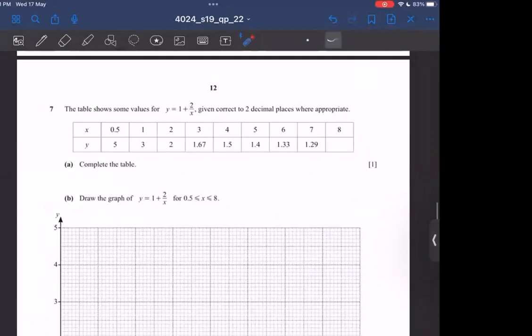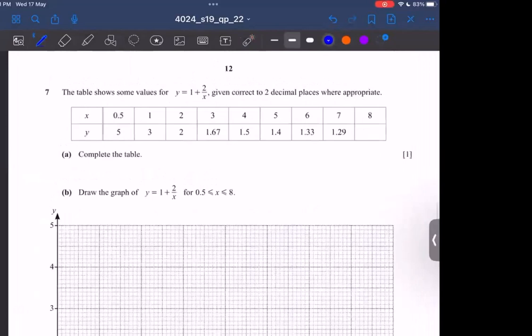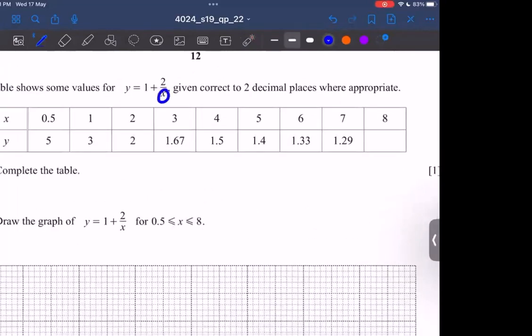Now we have question number 7 here. It is of graph of function. In this question, they are saying complete the table first. We have to write the value of x as 8 here because the value of x equals to 8 is not given. So I just put up the value 1 plus 2 upon 8 is the value of y. Instead of x, we have written 8 over here. So got 1 plus 2 upon 8. We got 1.25. Right? We got the value of 8.